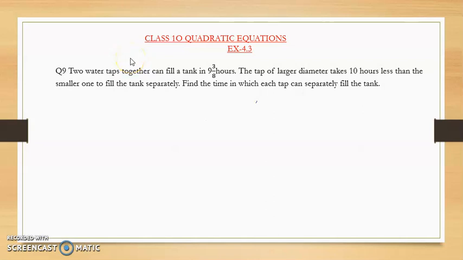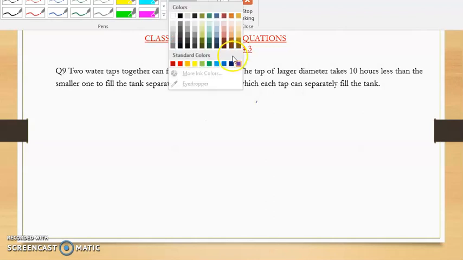Okay students, now see question number 9. We are doing exercise 4.3. I had explained previous word problems. Now you should try other problems, then I will tell you more questions. Now we're starting with question number 9.